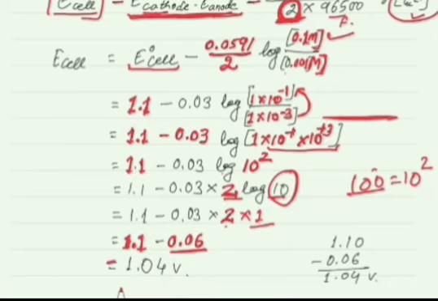So you can see here that the right answer we are getting, E of the cell, the EMF of the cell at different concentration other than the standard form, is 1.04, which is quite less than the standard EMF.